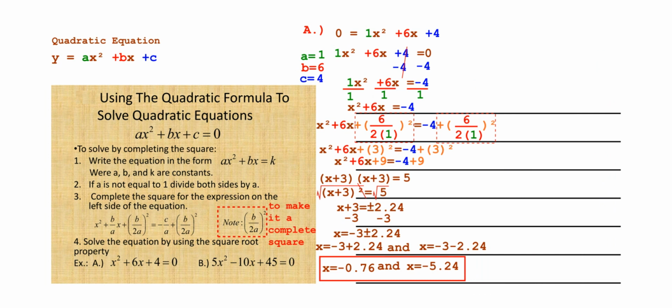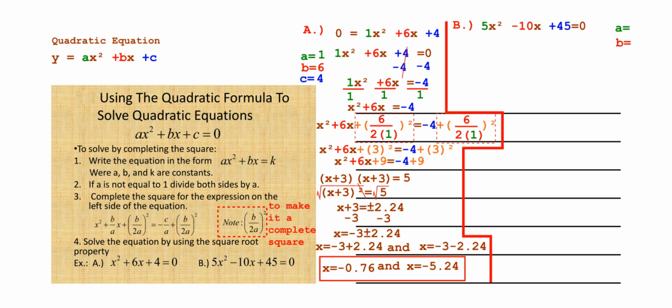Continuing on, let's go to the next problem. So next problem, B. In this case, we have 5x squared minus 10x plus 45 equals 0. Once again, I recommend you make a list. A equals, B equals, and C equals. Okay, so A equals, in this case, 5, B equals negative 10, and C equals 45. Great. That means, well, we can get rid of the 45 now, okay?